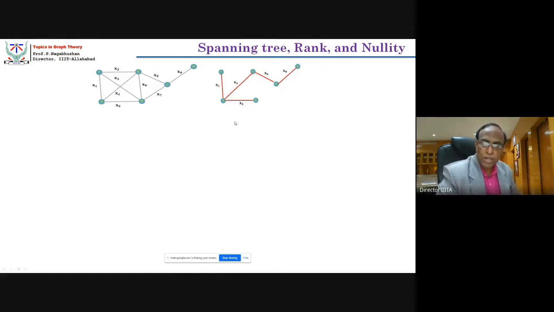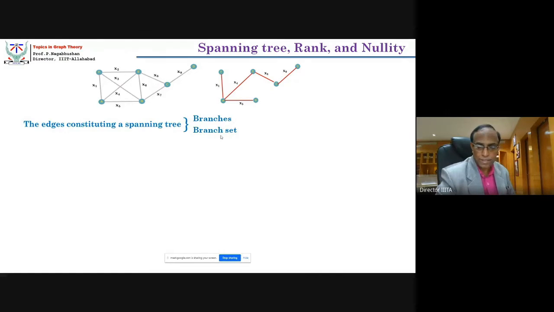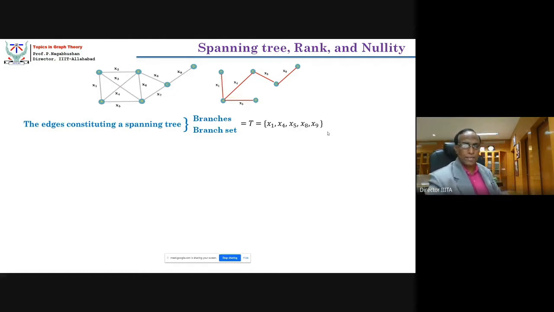With respect to this tree, x1 is a branch, x4 is a branch, x5 is a branch, x8 is a branch, x9 is a branch. x2 is not present in this tree. What is not present in the tree, or what is not a branch, is called a chord. x2 is a chord. Okay, x6 is a chord. All right, x7 is a chord. So the edges constituting a spanning tree are called branches. So x1, x4, x5, x8, x9 is a branch set.